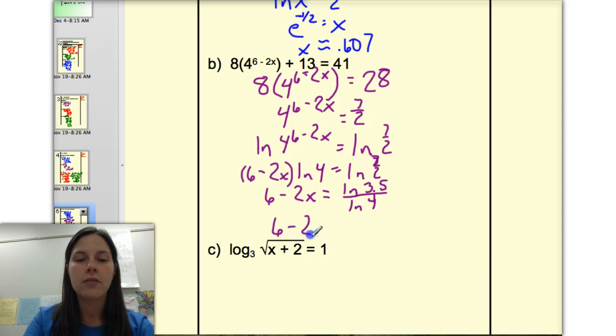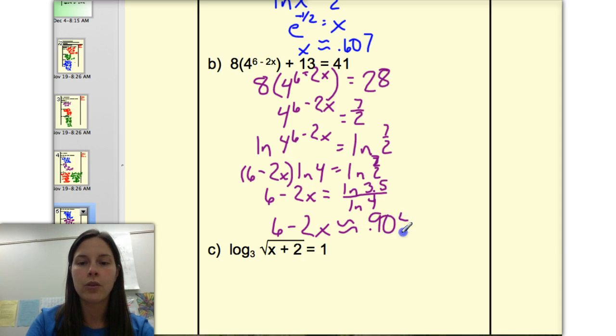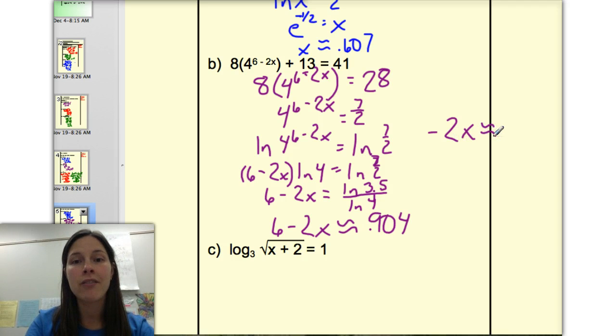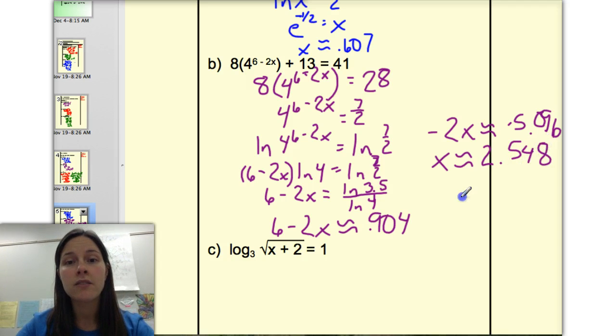So let's see if I've got one for you. Natural log of 3.5. Yep, I've got 0.904 is my decimal approximation. And then subtracting 6 from both sides. I'm going to keep the approximate sign because we have already rounded, so we do not have an exact answer anymore. And I got -5.096. And dividing it by -2, we get 2.548. Checking our answer, it's positive, so that looks good initially, and it's an exponential, domain is all real numbers, so we're good.